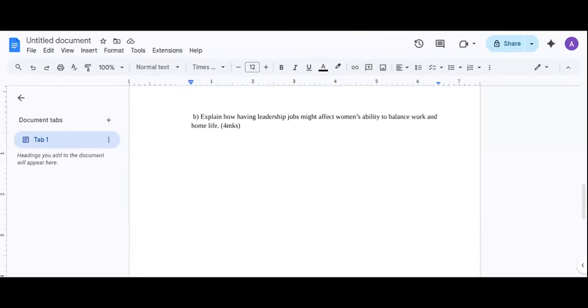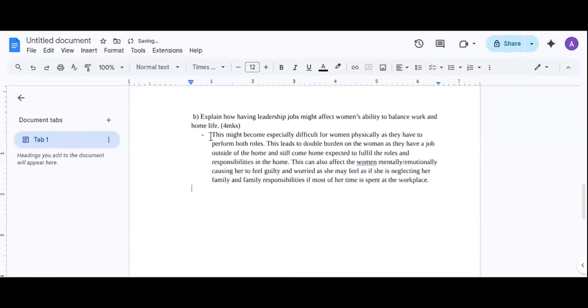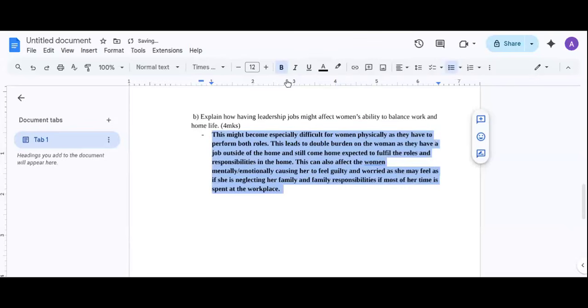So let's answer that part there. This might become especially difficult for women physically as they have to perform both roles. This leads to a double burden on the woman as they have a job outside of the home and still come home expected to fulfill the roles and responsibilities in the home. So if you notice, that is one explanation there.